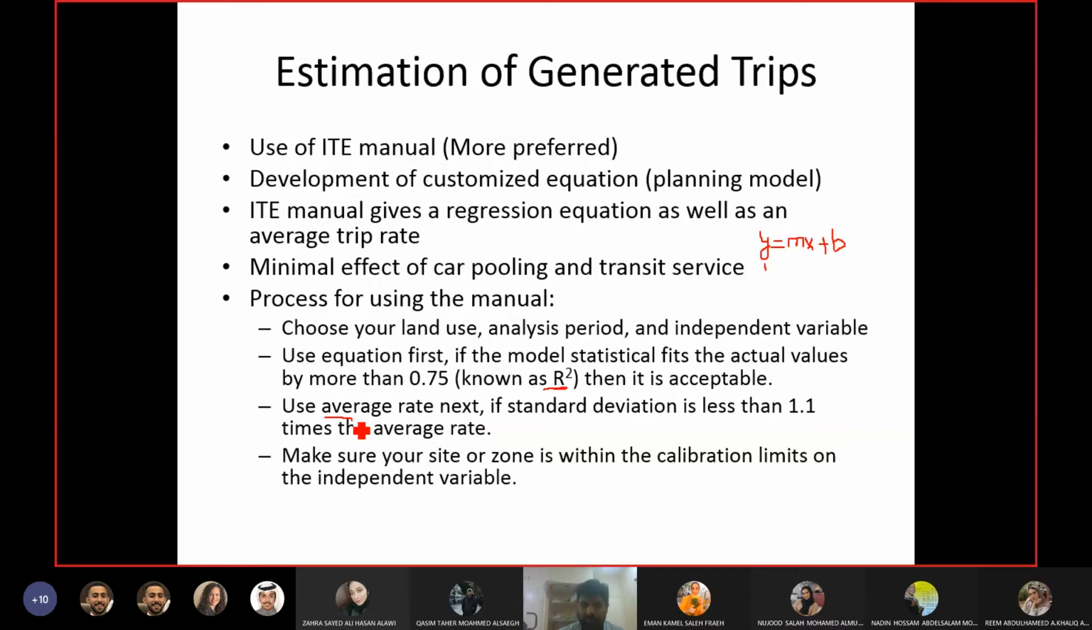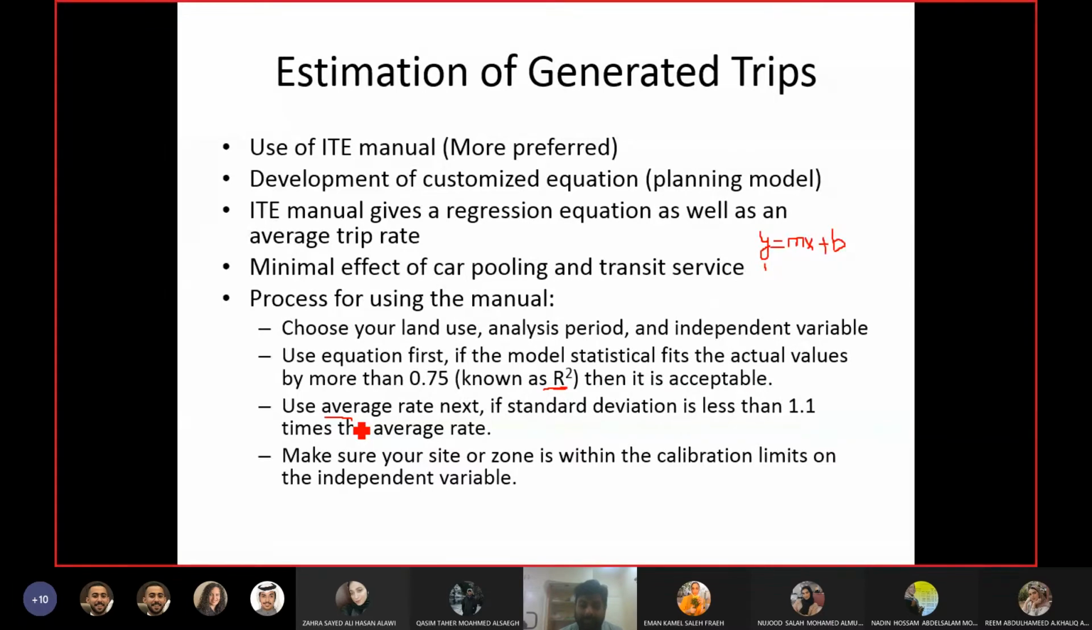Okay, so you can use the equation if the R square is more than 0.75. If you cannot use the equation, then you come to the trip rate, and you look at the average and the standard deviation of the trip rate. Both are given in the ITE manual. If the standard deviation is less than 1.1 times the average trip rate, then you can use the trip rate. Otherwise, you cannot use the trip rate as well.